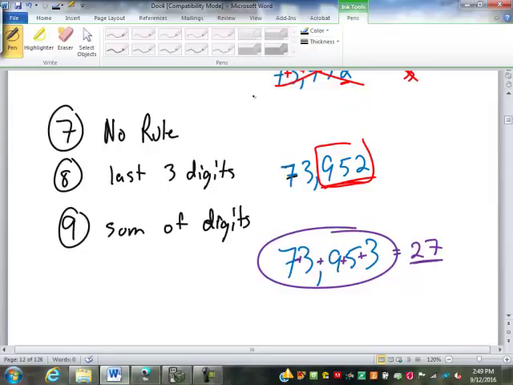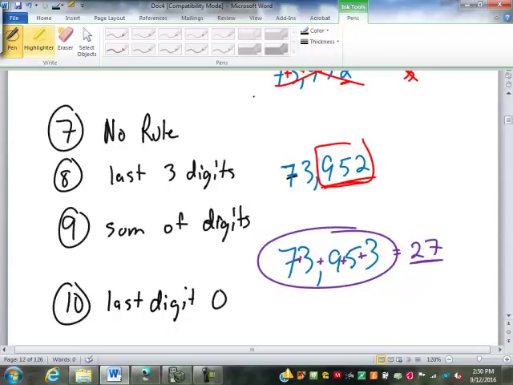Now again, if it's divisible by 9, it can be divided by 3 twice. So you don't have to know the 9, just divide by 3. 10. Last digit is 0. Good.